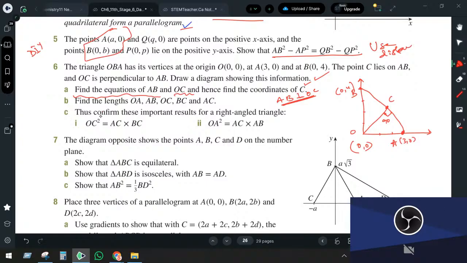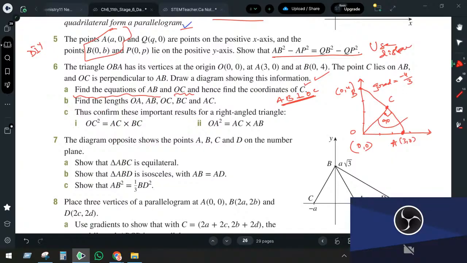Now the coordinates of C are not known, but we know 0, 0, we know A, we know B. From A, B we can find its line, or we can evaluate its gradient. What is its gradient? Gradient is (y1 minus y2) by (x1 minus x2). It's 4 minus 0 by 0 minus 3. It's minus 4 by 3.